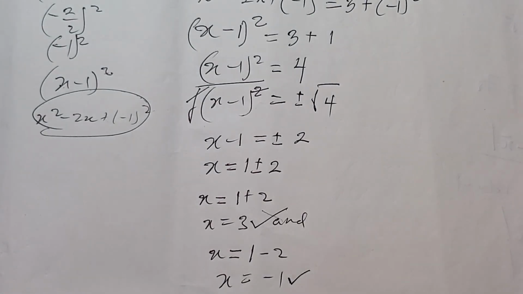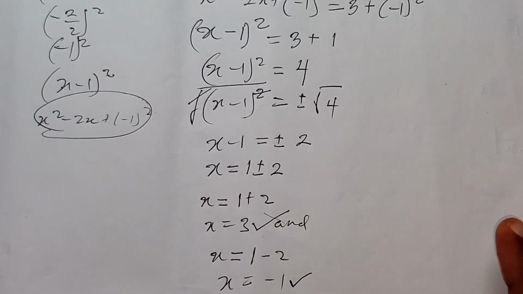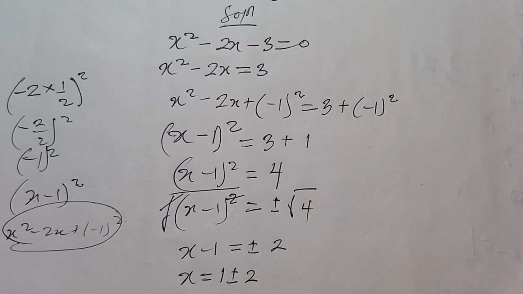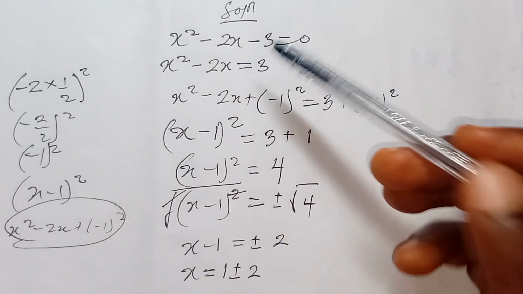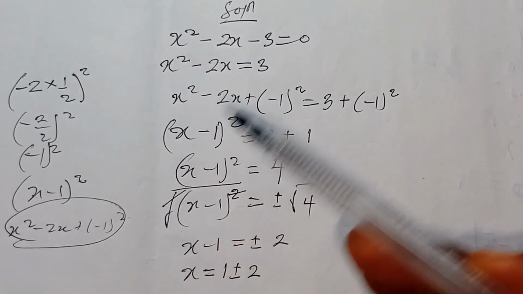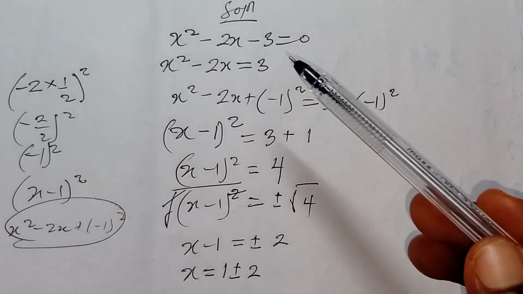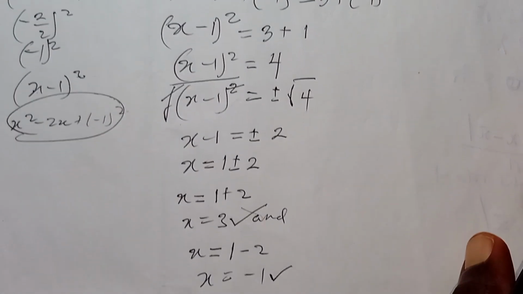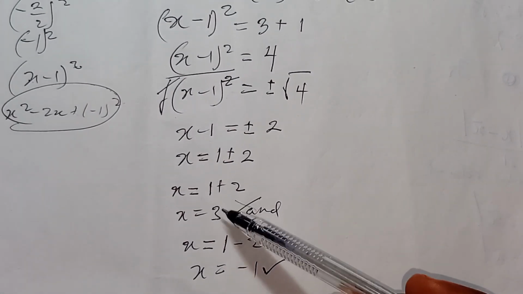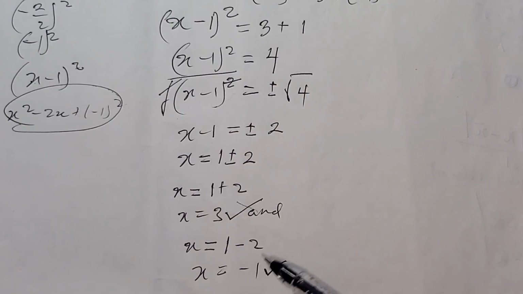This is how to apply the method of completing the square in solving any quadratic equation. You can either use the almighty formula or the method of factorization to arrive at the same answer, which is x is equal to 3, x is equal to minus 1.